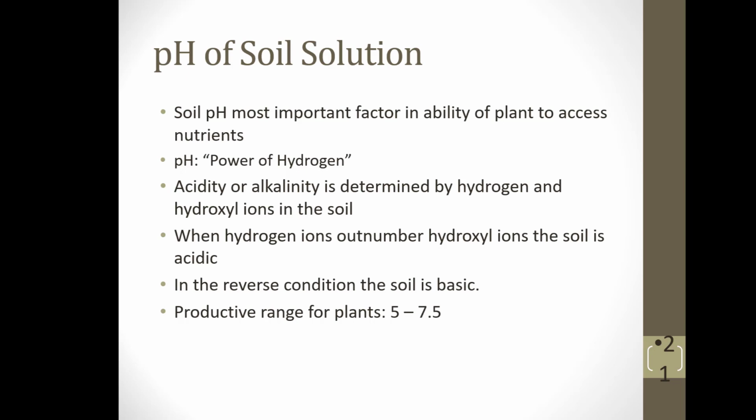Okay, so soil pH I mentioned. Soil pH is very important when you talk about plant access to nutrients. It's the power of hydrogen. And so acidity or alkalinity is determined by hydrogen or hydroxyl ions in the soil. When the hydrogen ions outnumber hydroxyl ions, the soil is acidic, and the reverse condition is basic. The productive range for plants is between 5 and 7.5.